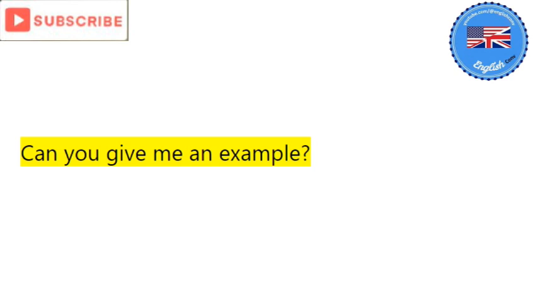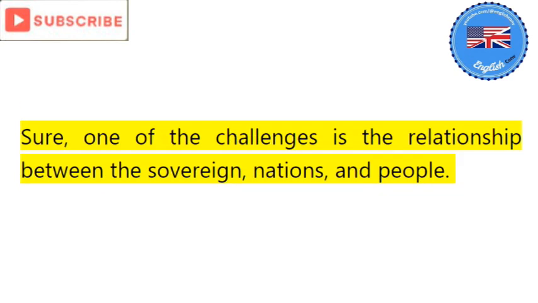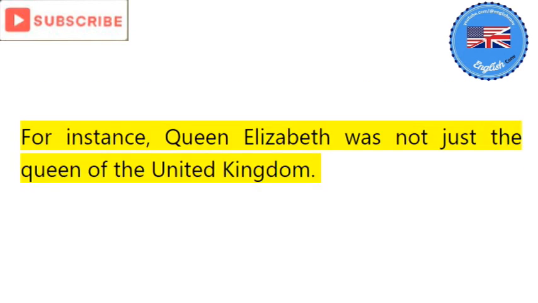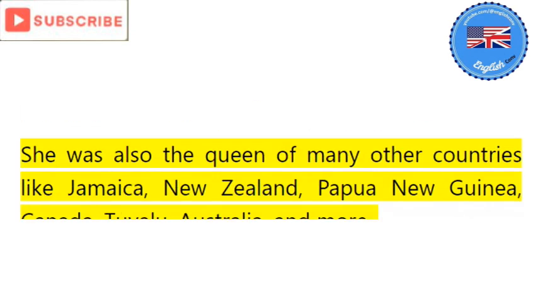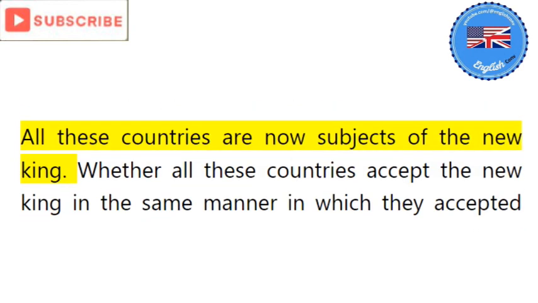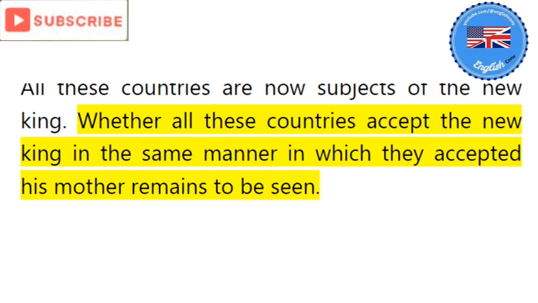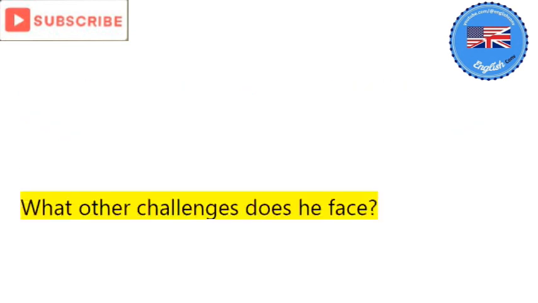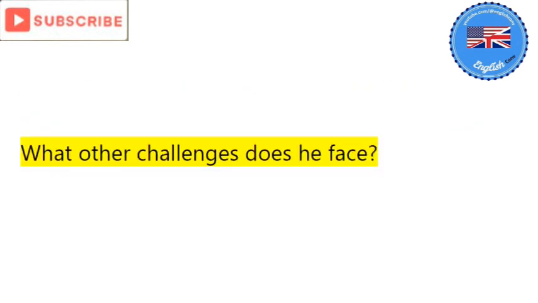Can you give me an example? Sure, one of the challenges is the relationship between the sovereign, nations, and people. For instance, Queen Elizabeth was not just the Queen of the United Kingdom. She was also the Queen of many other countries like Jamaica, New Zealand, Papua New Guinea, Canada, Tuvalu, Australia, and more. All these countries are now subjects of the new king. Whether all these countries accept the new king in the same manner in which they accepted his mother remains to be seen. What other challenges does he face?